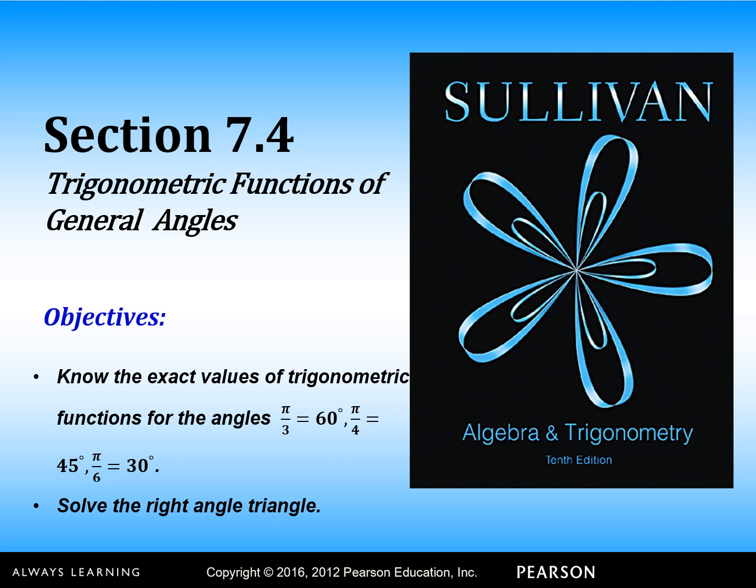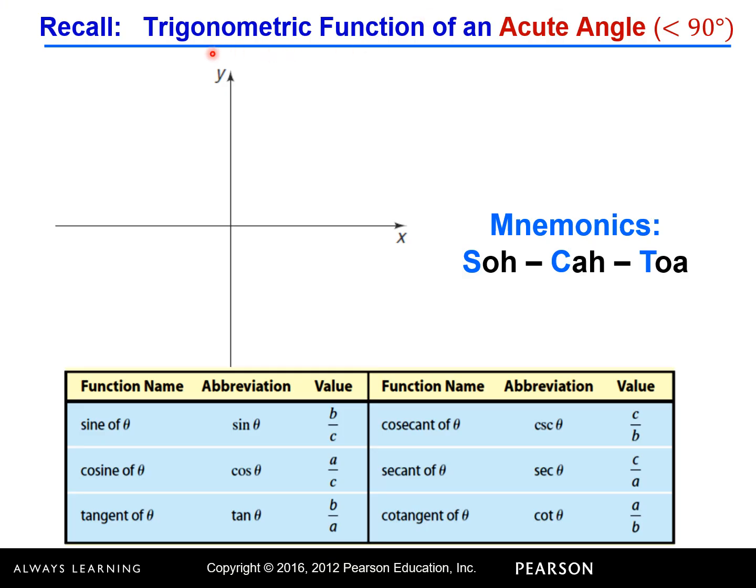In this video, we will discuss trigonometric functions of general angles. Let us recall trigonometric functions of an acute angle, an angle that measures less than 90 degrees, or an angle that lies in quadrant 1. The trigonometric functions of an acute angle are always positive. But if the angle lies in quadrant 2, quadrant 3, or quadrant 4, not all trigonometric functions are positive.